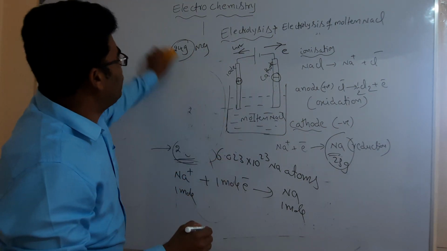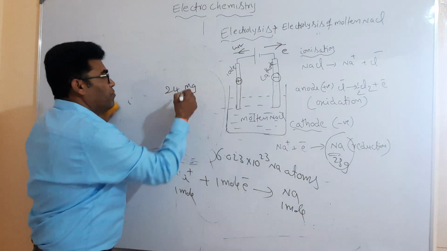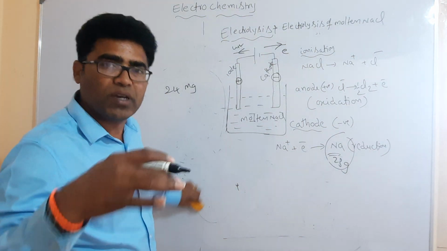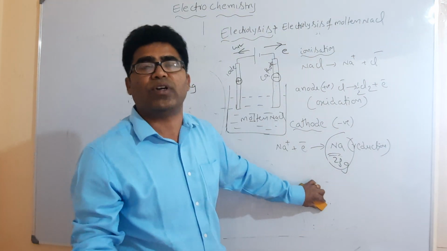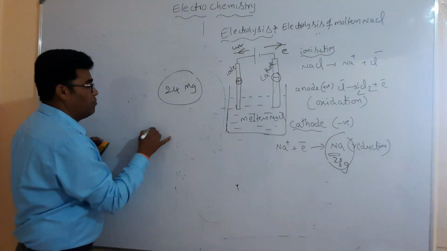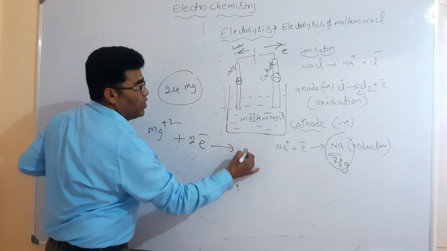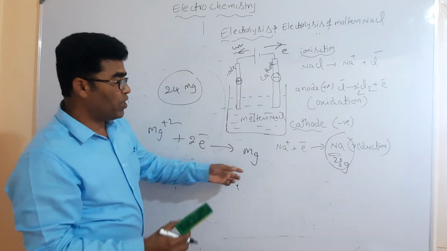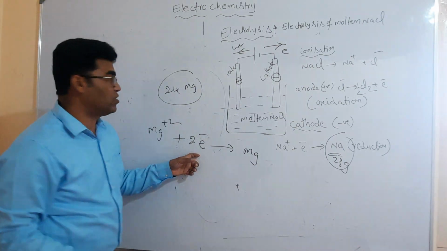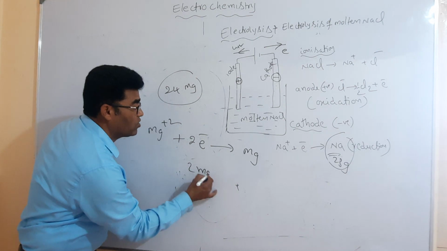For the deposition of 24 gram magnesium: magnesium has atomic number 12, mass number 24. Magnesium charge is plus 2, so 2 electrons give rise to Mg. 24 AMU magnesium requires 2 electrons, so 24 gram magnesium requires 2 more electrons.